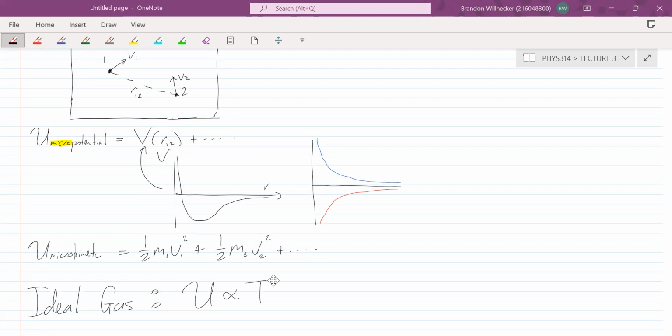Okay, we'll do this calculation later. There's some proportionality constant there between the temperature and the internal energy, and we will work with that later on. So you don't need to worry about that for now. We just need to know that for an ideal gas, the internal energy is proportional to temperature. And there's a proportionality constant. We'll calculate that later on. But this is good to remember for now.